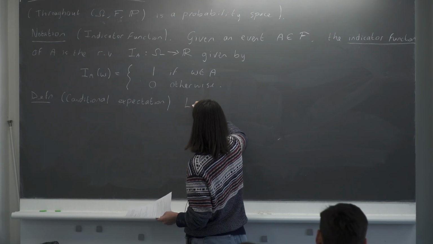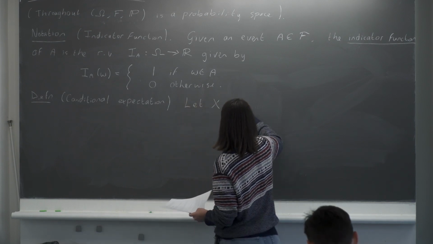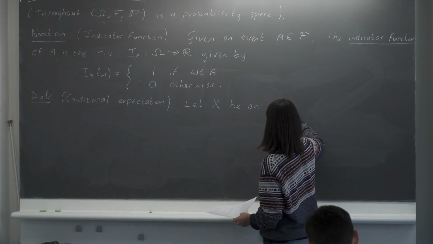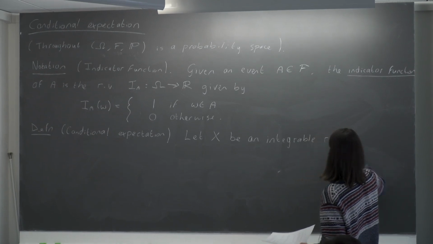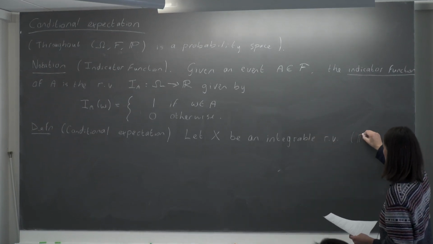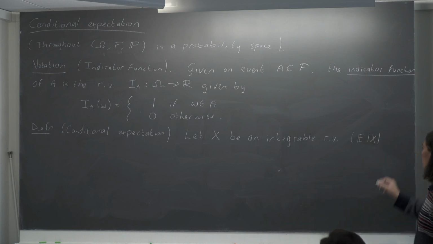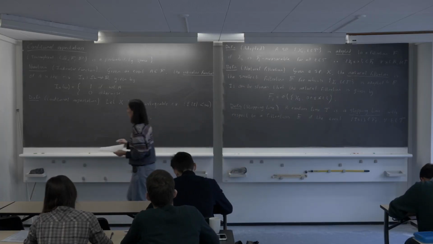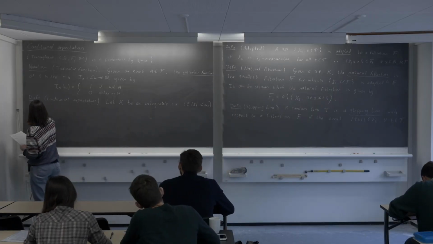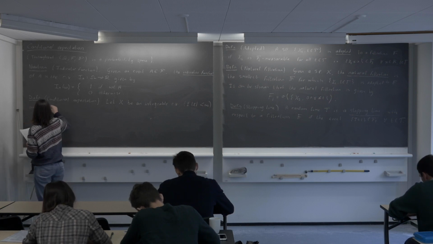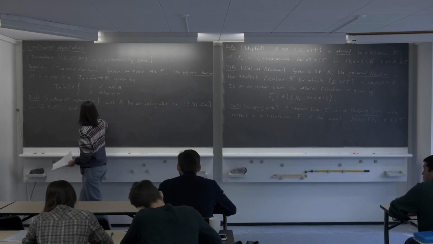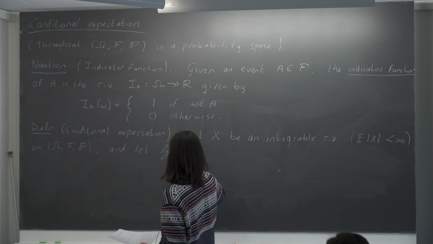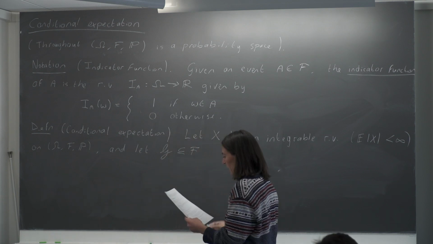Okay, so let X be an integrable random variable. What do I mean by that? The expected value of the modulus of X is finite. And this is a random variable on (Ω, F, P). And let G be some subset of F, a sigma algebra.